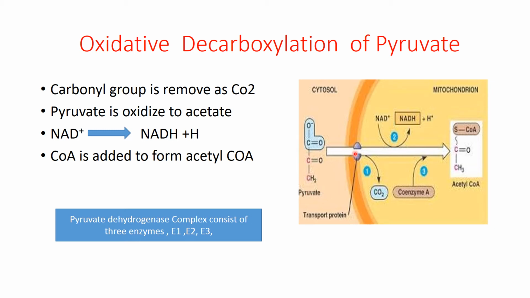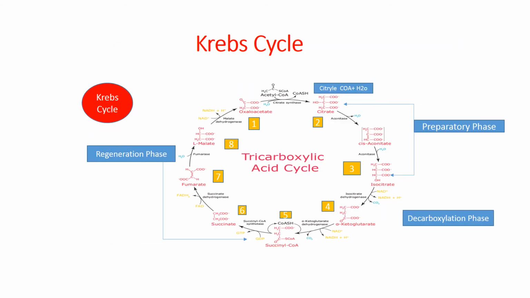So as pyruvic acid enters into the mitochondrial matrix, it is converted into acetyl CoA before entering into the Krebs cycle. Here, one carbon dioxide is produced and one NAD is reduced in the form of NADH. So, let's discuss how acetyl CoA will enter into the Krebs cycle.